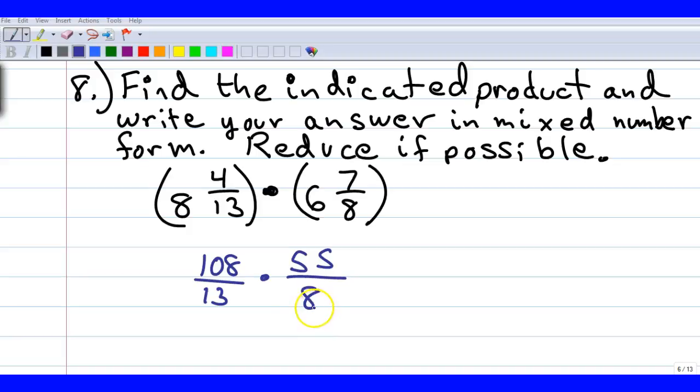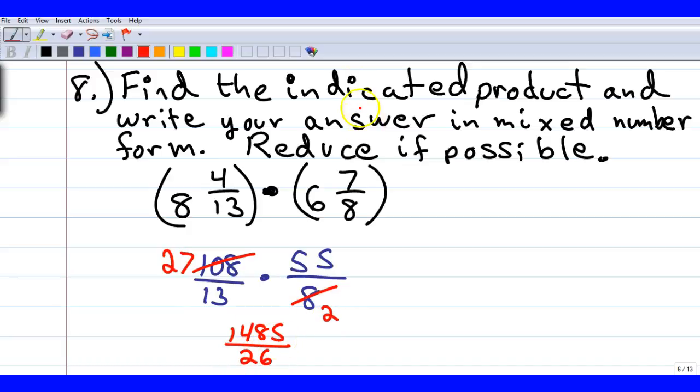Now I'm going to look at the 8 and the 108. I look to see if 8 will go in there. 8 will not divide into 108, so I'll break that 8 down to the next smallest number that will divide into 8, which is a 4. 4 will go into 108 and into 8. So I'm going to reduce this by dividing the 8 by 4 to make a 2, and dividing the 108 by 4 to make a 27. Now I'm ready to multiply these together. The 27 times the 55, I'm going to get 1,485. On the bottom, 13 times 2, I'm going to get 26.